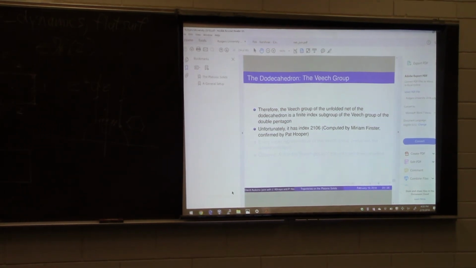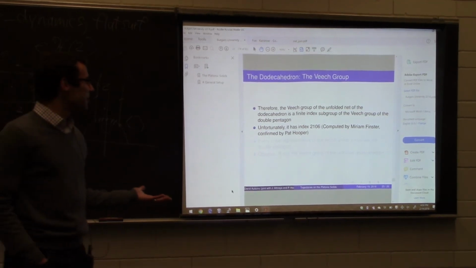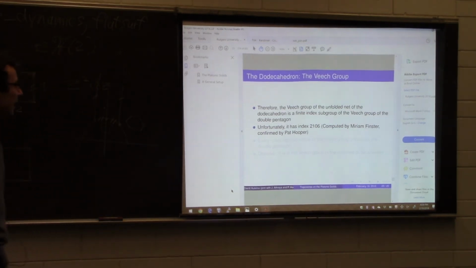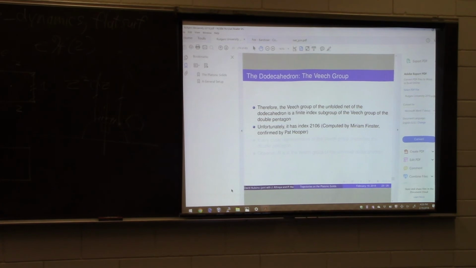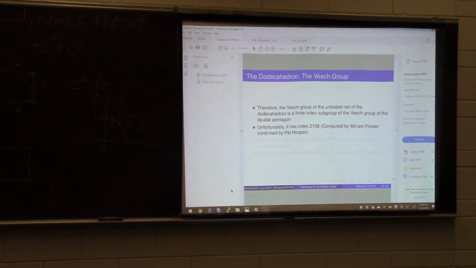It's an index 2106 subgroup. I believe that because it's a degree 60 cover, it could have been 60 factorial. So from that perspective, this is so much better. But to deal with 2106 coset representatives is something you have to do with a computer. And this was computed using software developed by Miriam Pfister in actually her master's thesis. And then she wrote her PhD thesis on this.